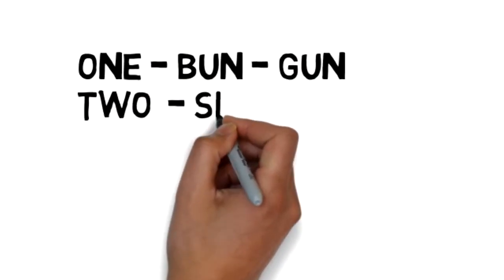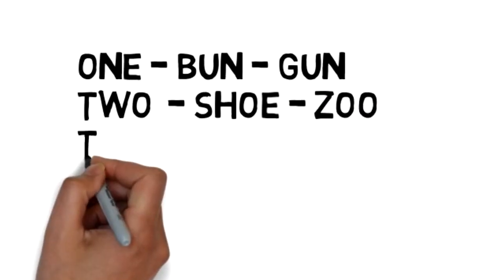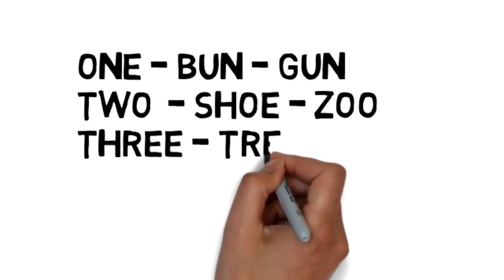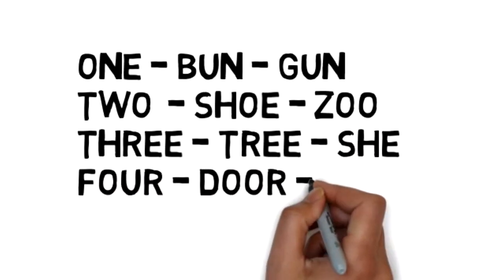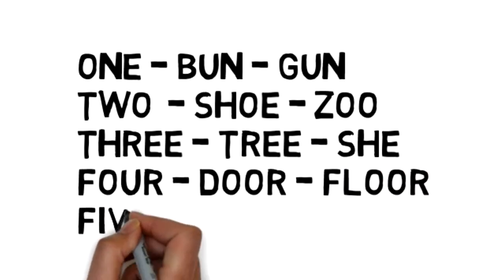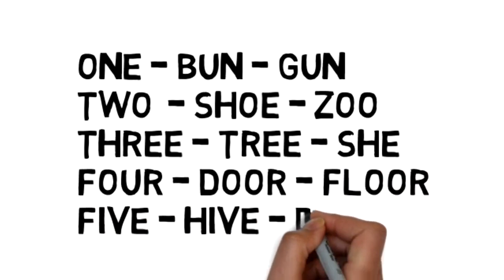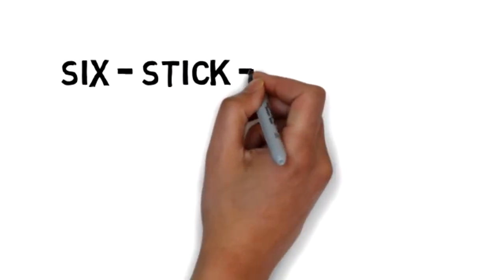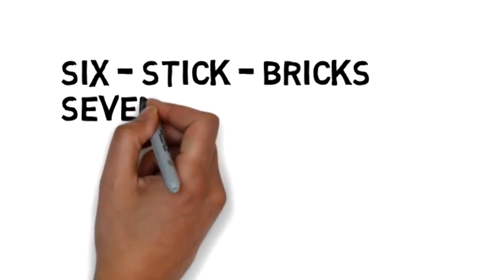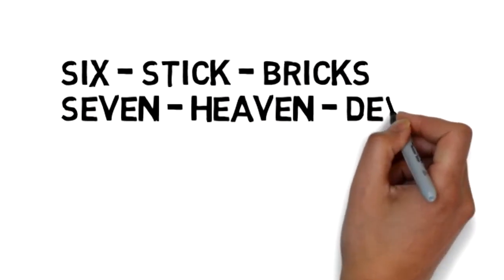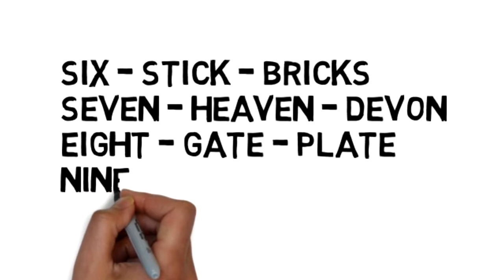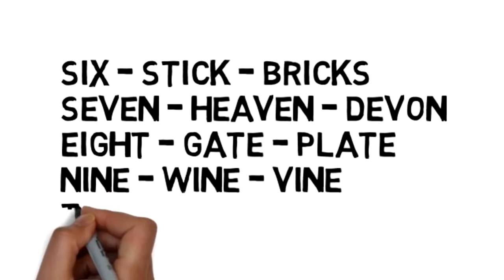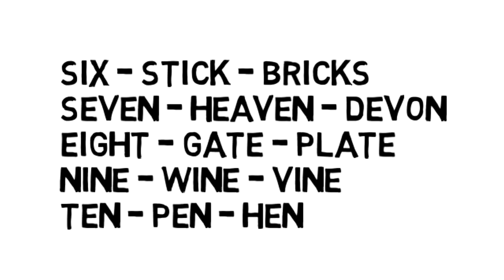For 2, you can have the word shoe or the word zoo. For 3, you can have the word tree or she. For 4, you can have door or even floor. For 5, you can go with hive or even drive. 6 can be sticks or it can even be bricks. 7 can be heaven or it can be Devon. 8 is a gate or a plate. 9 is wine or a vine. And 10 can be a pen or a hen.